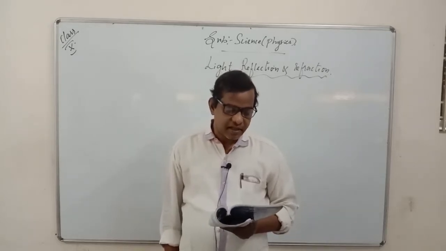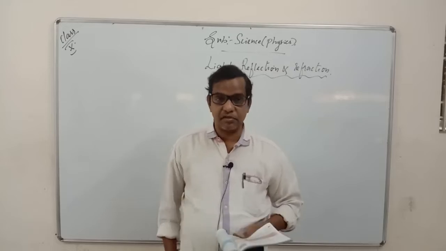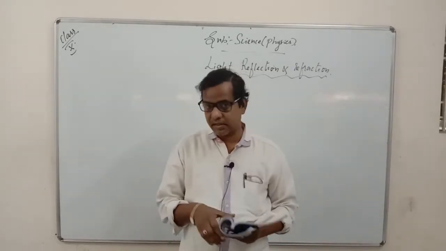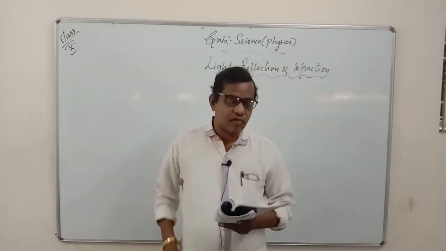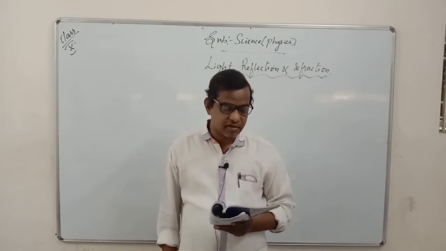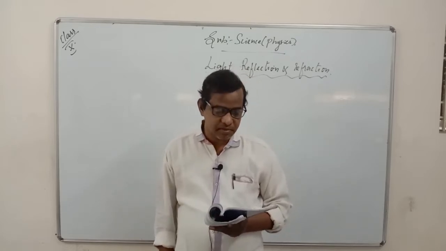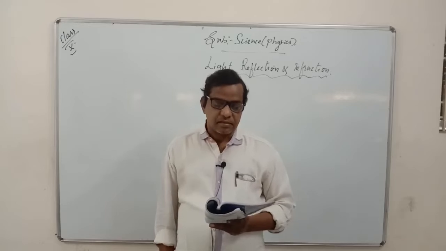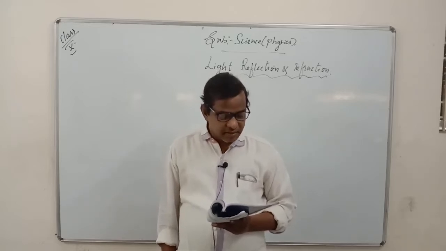Light travels in the air with a velocity of 3 into 10 to the power of 8 meters per second. That is light, I told you. So how fast does it travel? It travels in the air with a velocity of 3 into 10 to the power of 8 meters per second. So we have these things here.